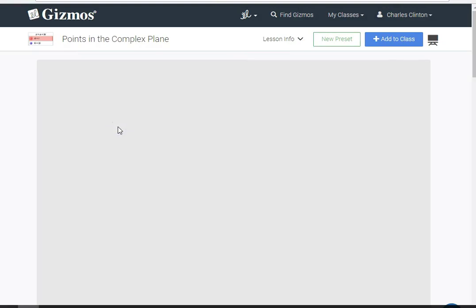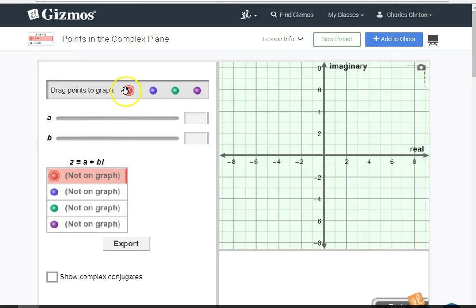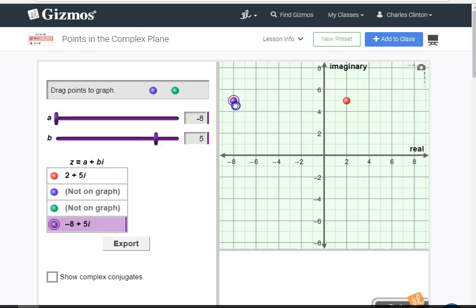So what this gizmo allows us to do is plot some points. I'm going to randomly drag a red point out here, and it says that this point is 2, 5i. You can see the red coordinate right here. Again, the complex plane has a real axis and an imaginary axis. So just play with that a little bit. Drag a point out there, see what effect it has. This one is -7, 4i.